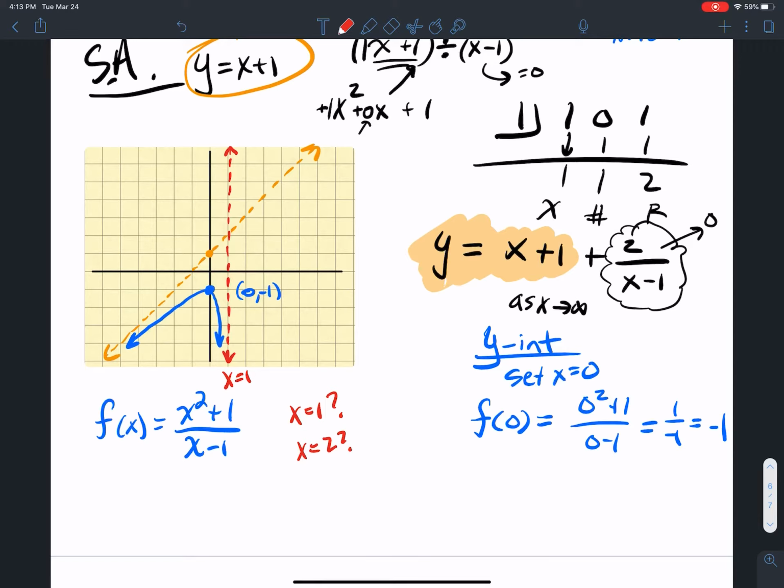So plug in 2. So f of 2 is going to be 2 squared plus 1 over 2 minus 1. So 2 squared plus 1, that's 5, over 2 minus 1, that's 1, that's 5. So my point is 2 comma 5. I go over 2 and up 1, 2, 3, 4, 5. Okay. And so my curve is going to follow the vertical asymptote here and the slant asymptote over there. And so that point there is 2 comma 5.